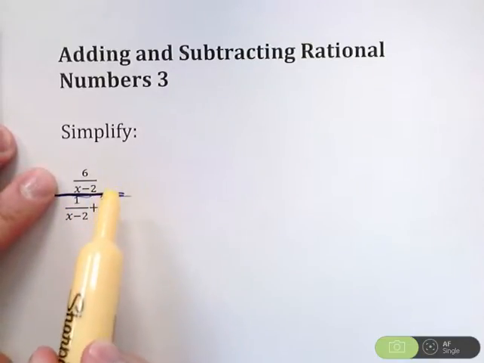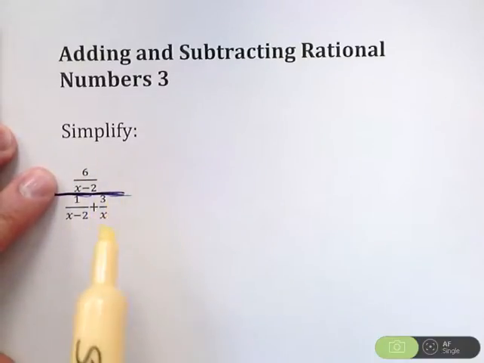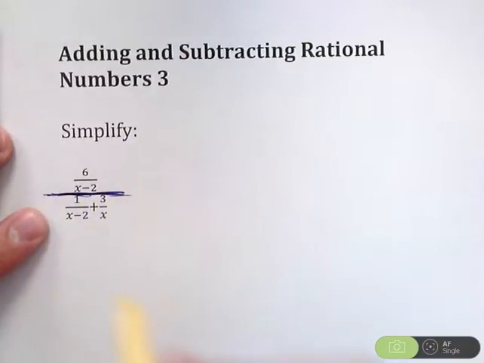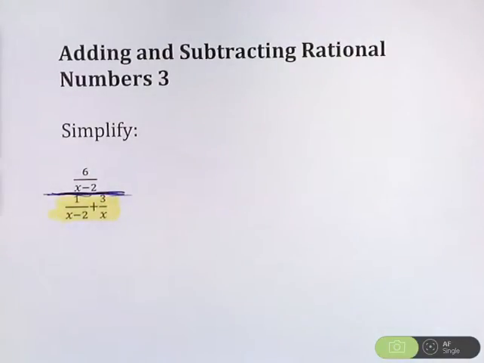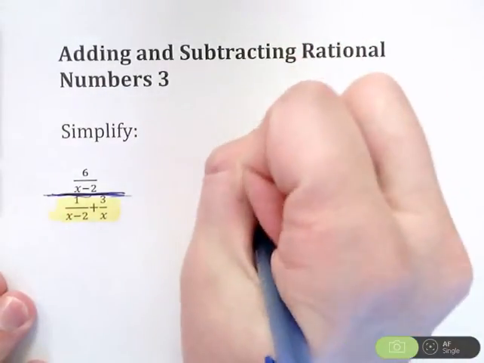So up top, I have 6 divided by x minus 2. Nothing I could do with that, so I'm going to leave the top alone for now. But on the bottom, that's what I'm going to focus on first. Notice how I have this expression there that is an addition problem. So I'm going to take care of that first, and I'm going to put it off to the side here.